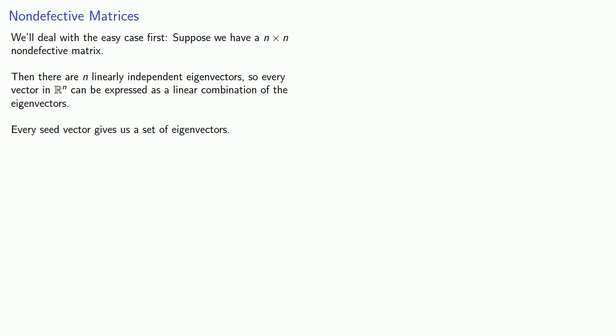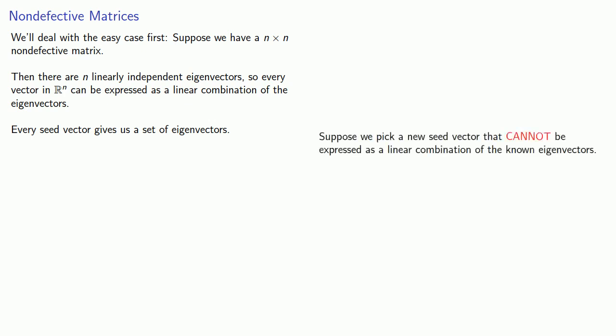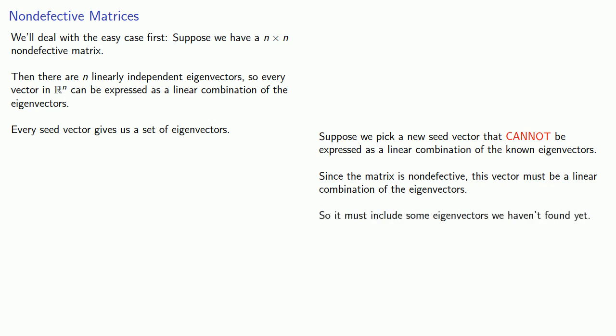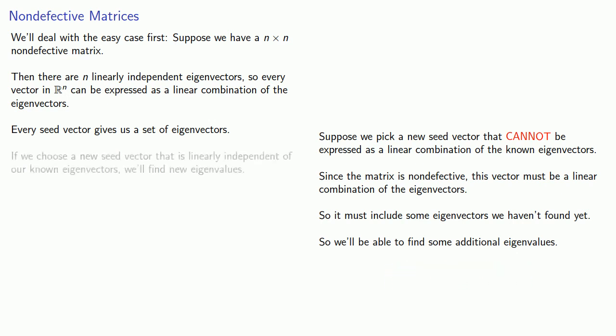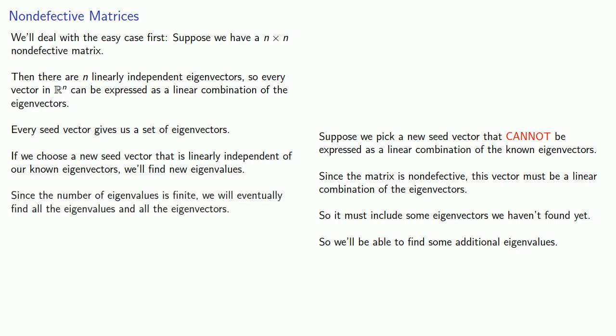Now, since we know how many linearly independent eigenvectors we're supposed to get, we can just check to see if we have found them all. And if we haven't, well, let's pick a new seed vector that cannot be expressed as a linear combination of the known eigenvectors. Again, since our matrix is non-defective, this vector that we've picked must still be a linear combination of the eigenvectors, and this means it must include some of the eigenvectors we haven't found yet. And that means we'll be able to find some additional eigenvalues. And since the number of eigenvalues is finite, we'll eventually find all of the eigenvalues and all of the eigenvectors.